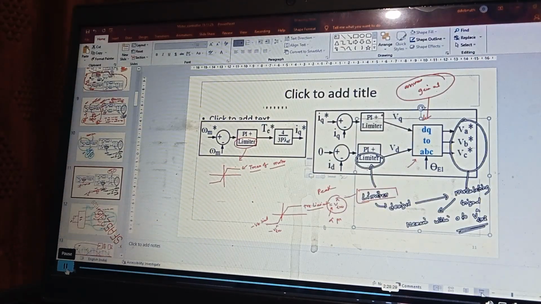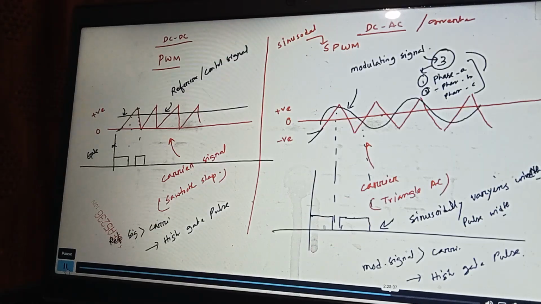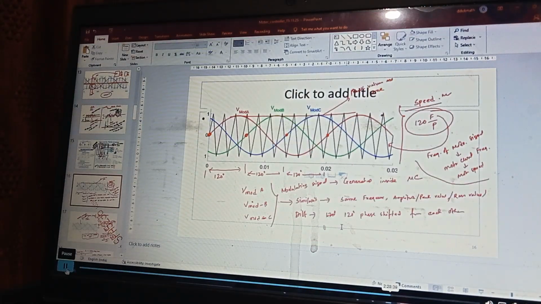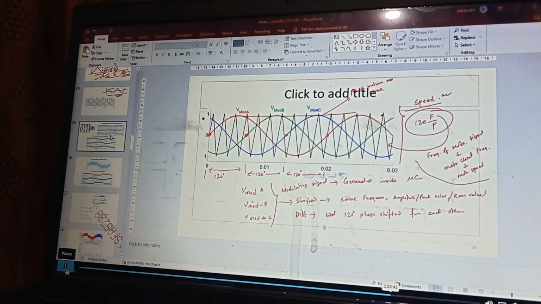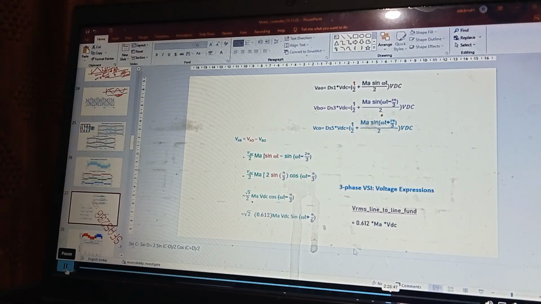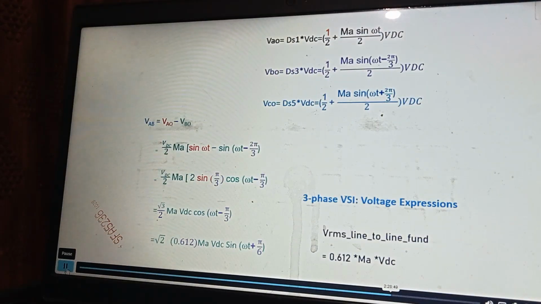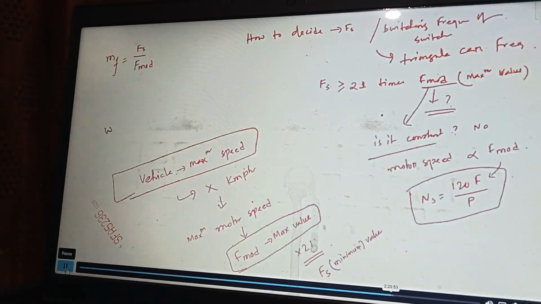So till now, what I discussed is how you decide the carrier frequency and carrier peak, right? And the next part is why I talked about modulation index. Let me discuss that. It is a very important part. I'll skip through some slides. This quick revision about MA is very important. Let me remind you again.